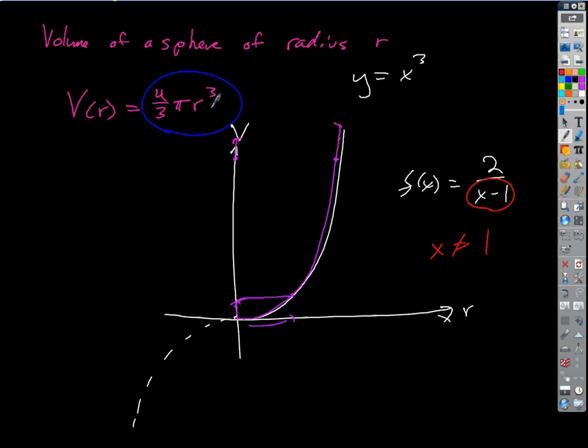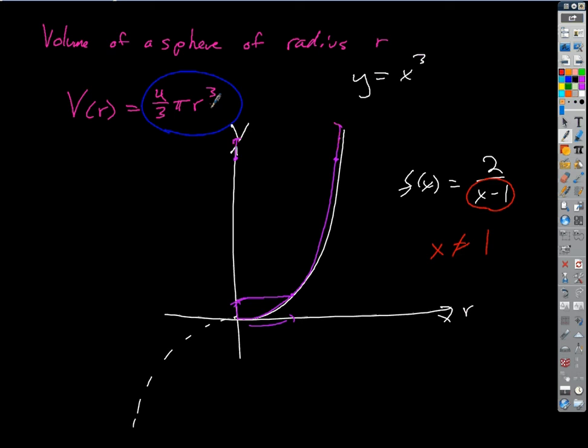If the balloon were completely deflated, what would its radius be? 0. But as I blow air into the balloon, what happens to the radius? It expands, and I get positive values for the radius.